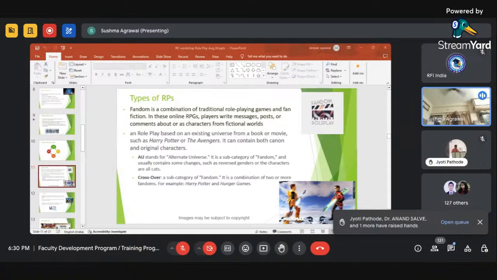Another subcategory is known as the crossover. It is a combination of two or more fandoms, meaning two imaginative things can be included together. For example, a character is picked from the Harry Potter movie, and another character is picked from Hunger Games.